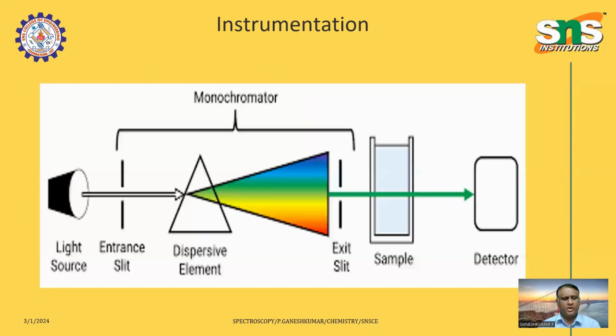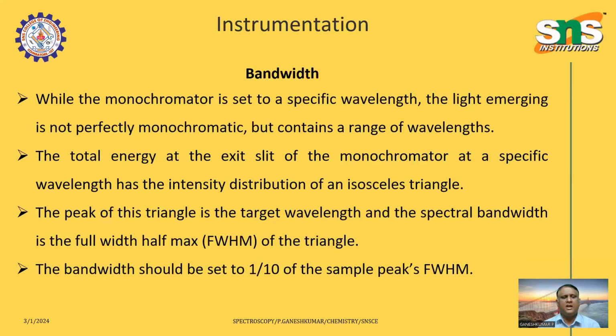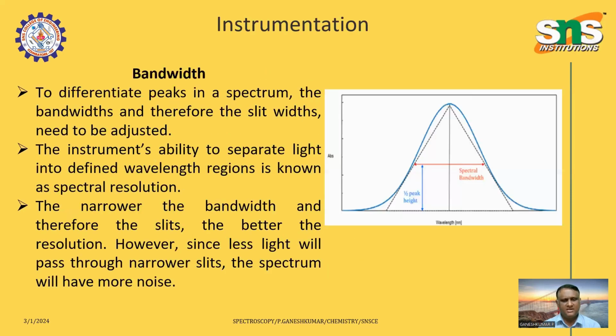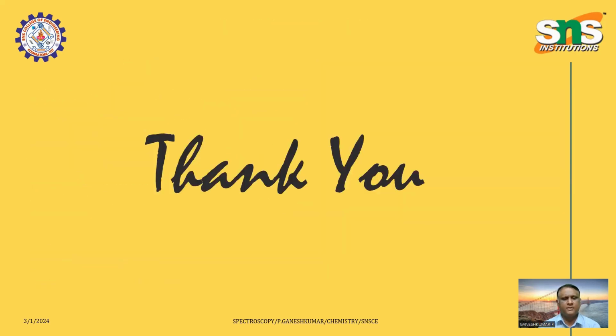So in the instrumental part, we are now discussing the monochromator, in which how the grating should be placed and how the bandwidths should be fixed to get narrow or broadened waves.